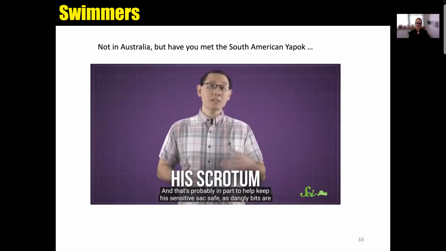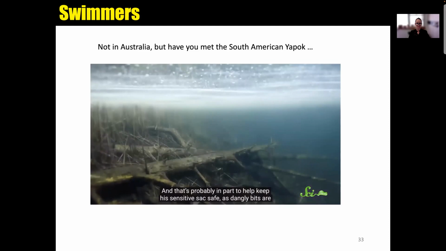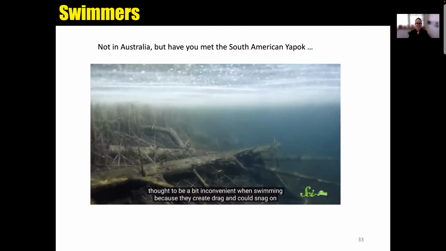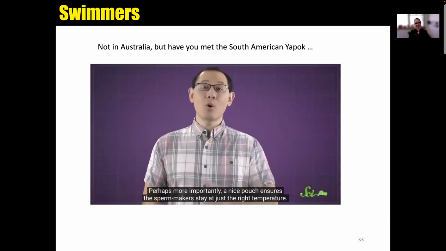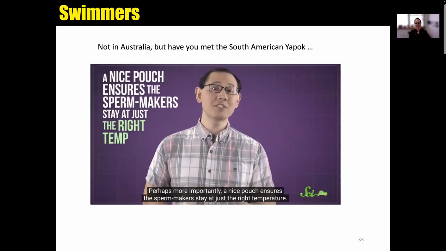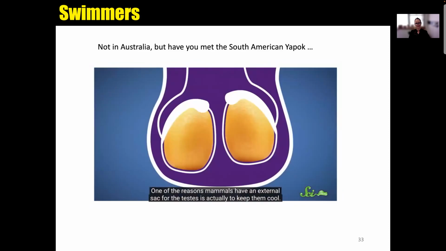His scrotum. And that's probably in part to help keep his sensitive sac safe, as dangly bits are thought to be a bit inconvenient when swimming because they create drag and they could snag on an unseen object. Yow. Perhaps more importantly, a nice pouch ensures that the sperm makers stay at just the right temperature. One of the reasons mammals have an external sac for the testes is actually to keep them cool. Overheating damages sperm, so hot testicles can hamper a male's fertility.